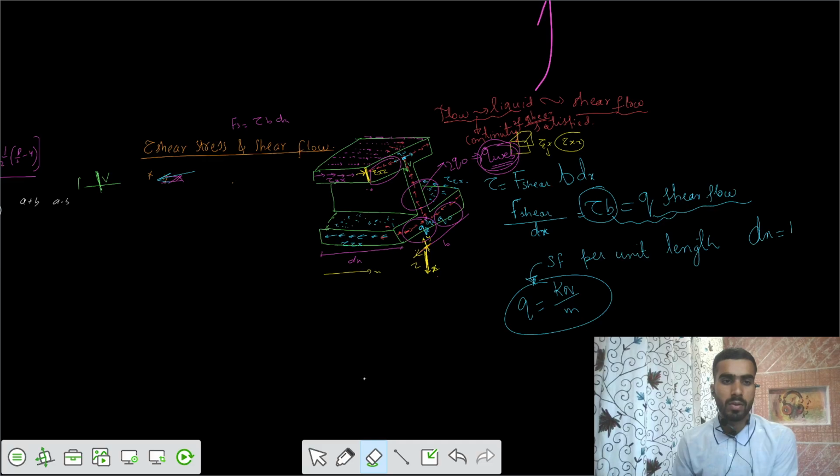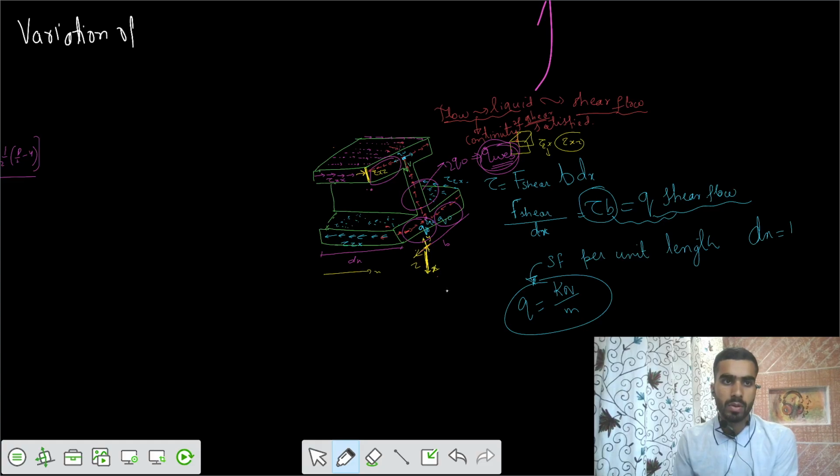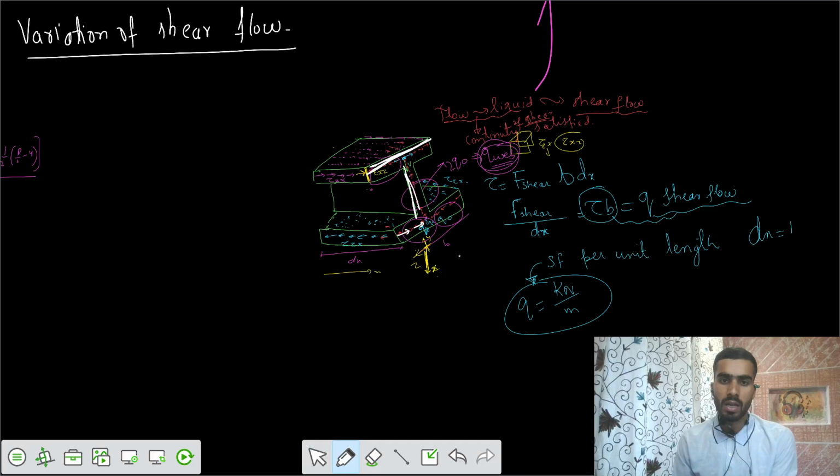So let's remove this part now. Let's calculate now. I would write now the topic of variation of shear flow. Right, variation of shear flow. So we have two directions. One is the horizontal direction, next one is the vertical direction. The shear flows in the horizontal and it flows in the vertical. Let's talk about the first case, that is the horizontal shear flow. So first one is the horizontal direction.